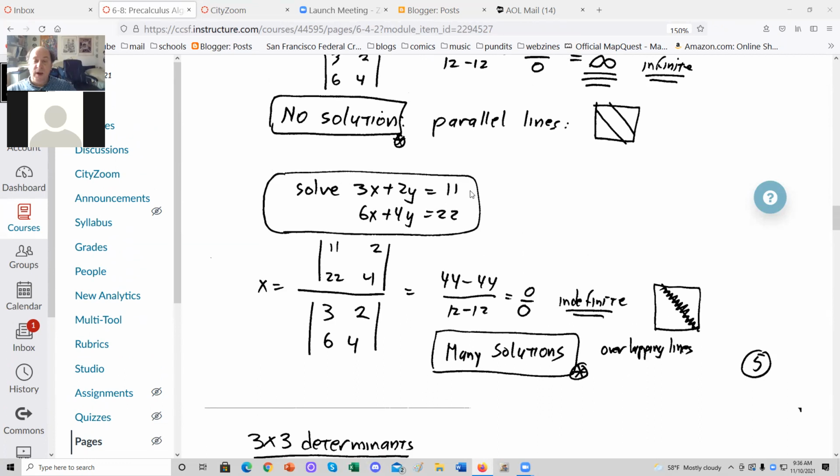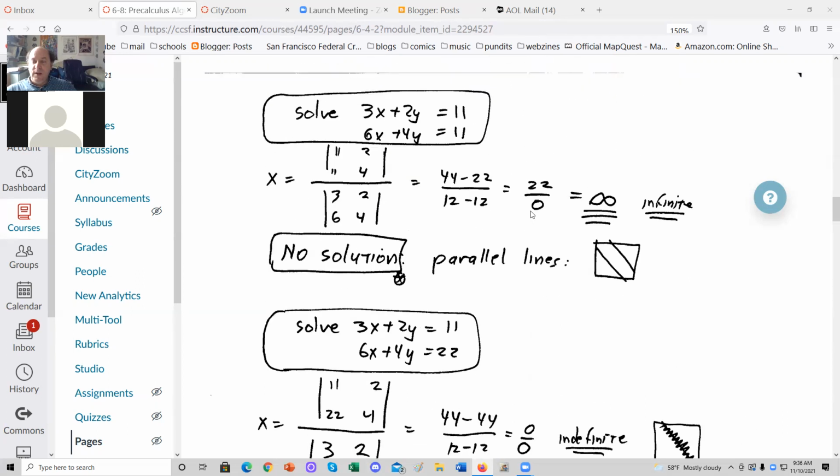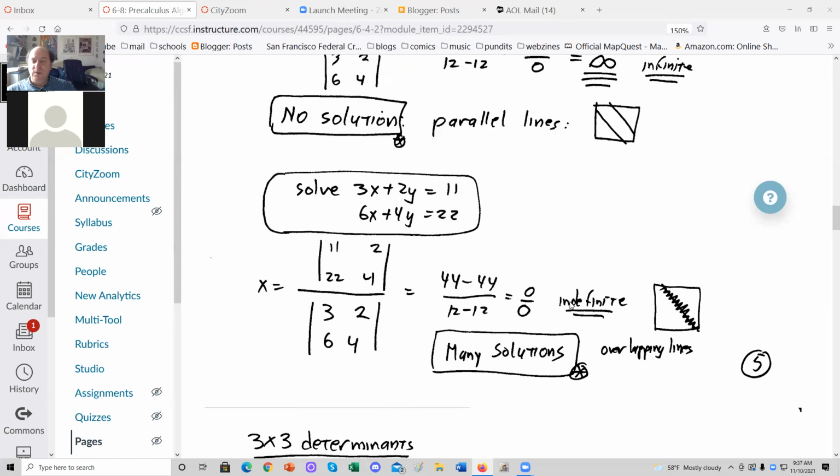Here's 3x plus 2y equals 11, 6x plus 4y equals 22. Well, 3, 2, 6, 4 as below. 3 times 4 is 12, minus 6 times 2 is 12, which is 0. Dividing by 0. 11, 22 in the first column. 11 times 4 is 44, minus 22 times 2 is 44. So you get 0 over 0. Instead of non-zero over 0, which is infinite, you get 0 over 0, which is an indefinite ratio.